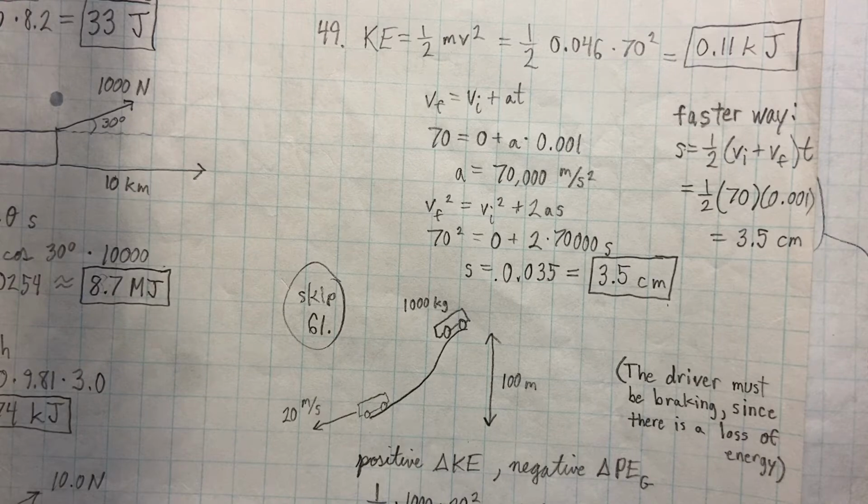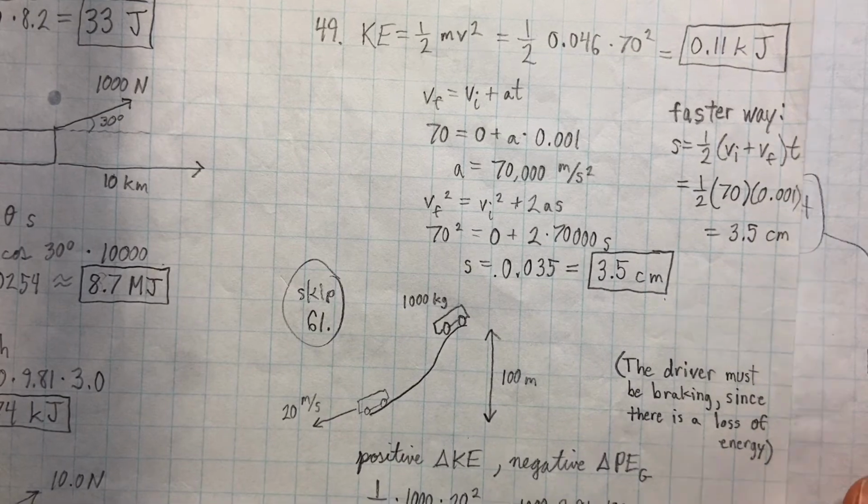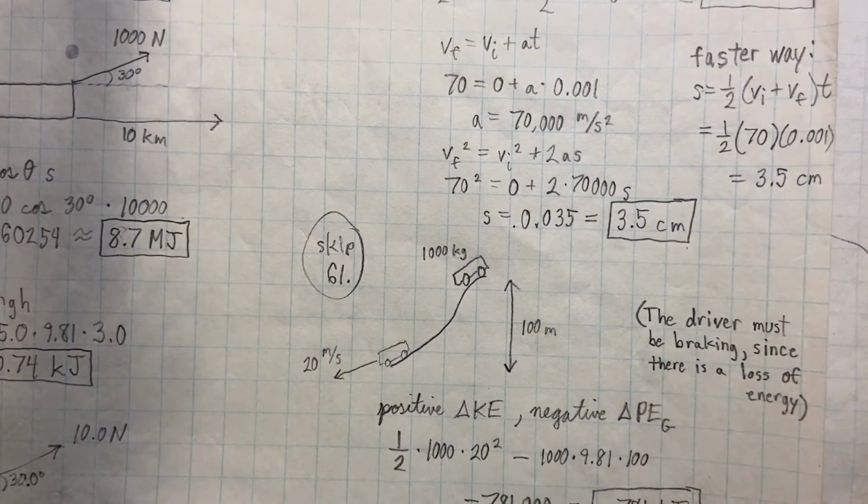And then the next question is the approximate distance over which the club acted on the ball. So there are a couple ways to do that. I put a harder way and an easier way here. We could do Vf equals Vi plus at: 70 equals 0 plus a times 0.001. We do that to get the acceleration. And then we can do Vf squared equals Vi squared plus 2as in order to find the displacement. Now, the other thing we could do is just do s equals 1/2 (Vi plus Vf) t. And that's going to give us the same displacement of 3.5 centimeters.